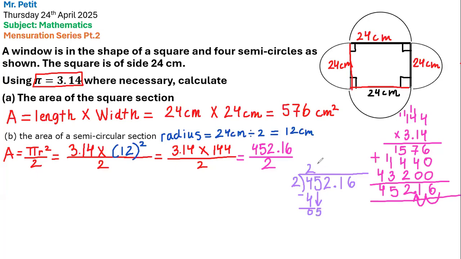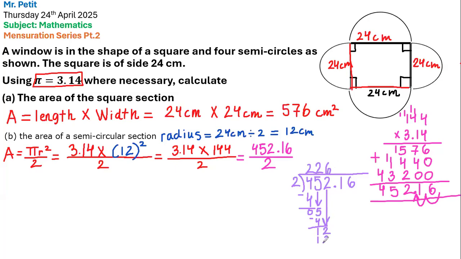2 times 2 is 4. Then we have 5 minus 4, which gives us 1. We bring down the 2. How many times does 2 go into 12? 6 times. Very good. 2 times 6 is what?